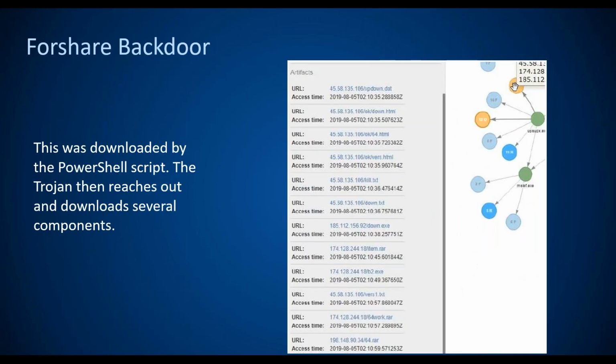The first one being the ForShare backdoor. Now, this is a Trojan, and it gives the attacker a remote tunnel back to that device should they require it. But in the case of MyKings, its main job really is to go off and download even more components from various IPs and URLs, and you can see them there. Don't go to those. I think they're all taken down now, but yeah, don't go there.